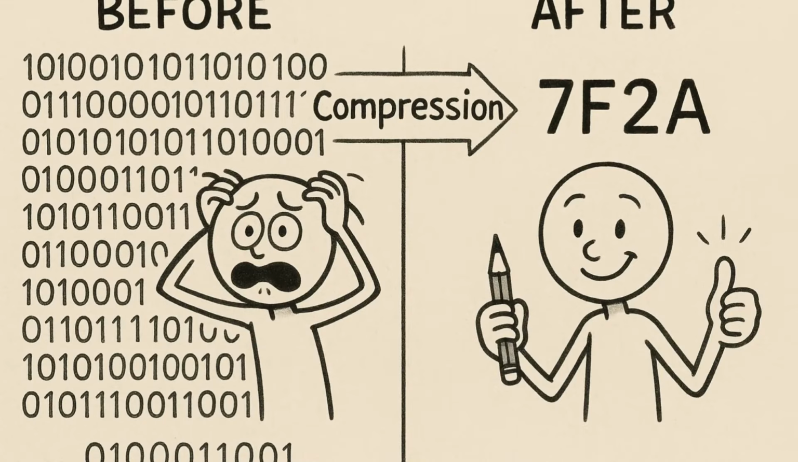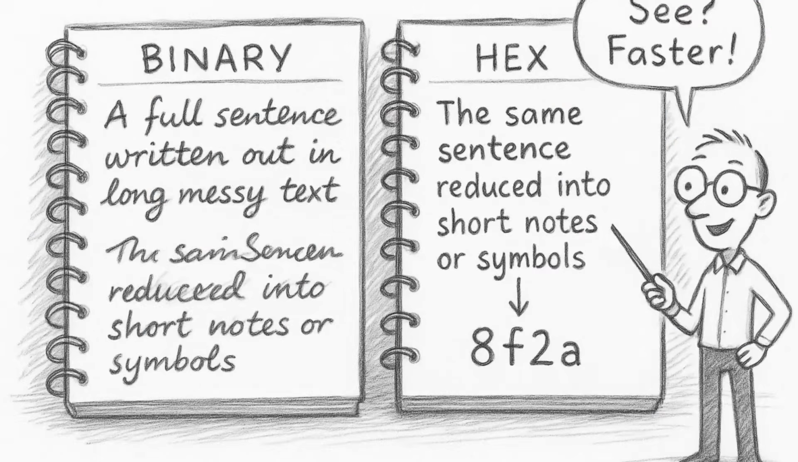Suddenly, instead of writing long strings of binary, we compress them into something humans can actually read without going crazy. Hex is like writing in shorthand. It doesn't change the meaning of the sentence, it just makes it faster and easier for humans to read.